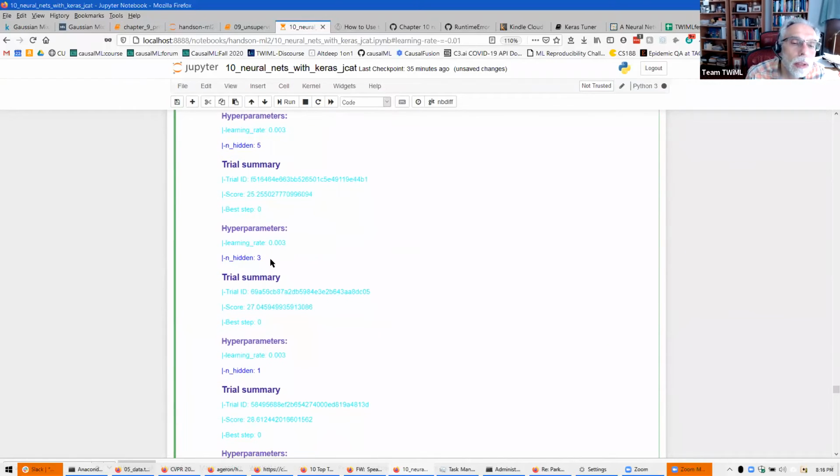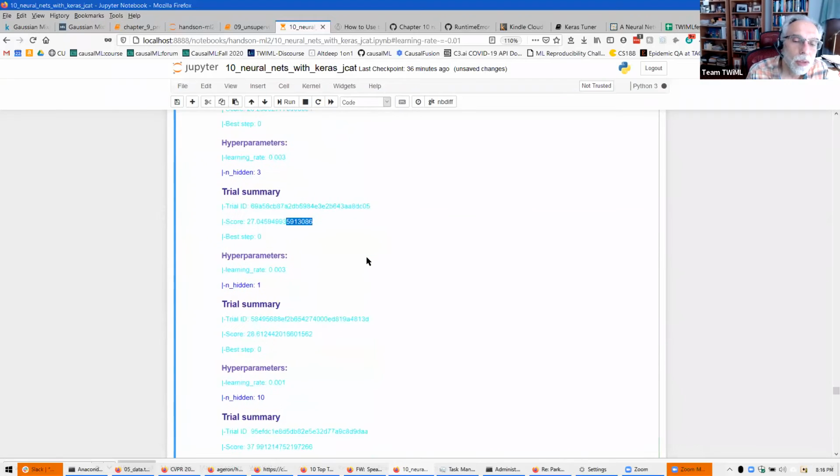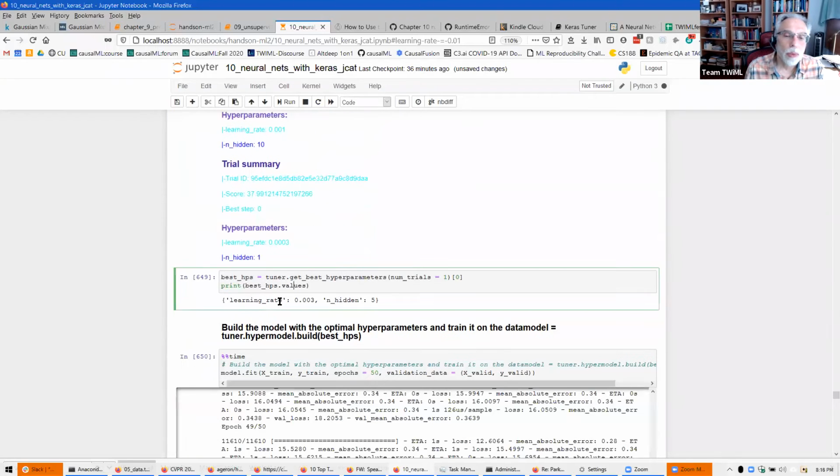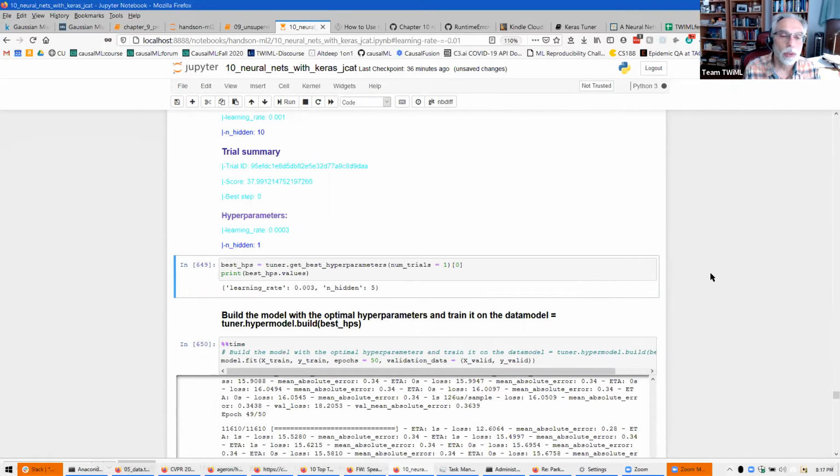Unfortunately, these cyan colors are not very visible. There's a way to change it, which would be good. And then you can get out the best parameters. And in this case, because in the run I didn't know about the 0.05 rate being so good, I don't think I let it try rates that high. So it came out with that. That's not really the best learning rate.